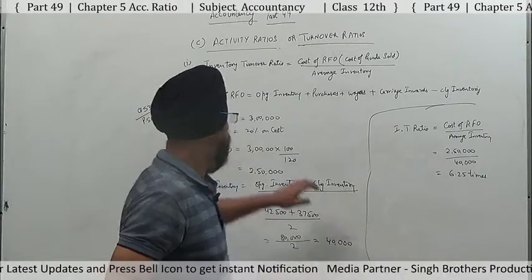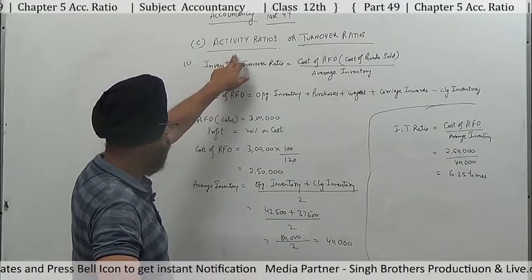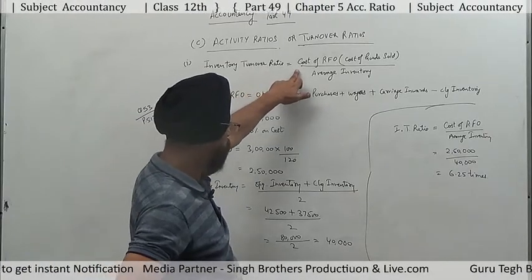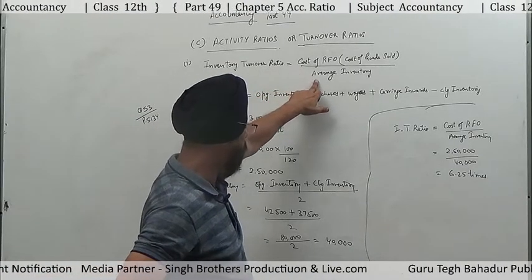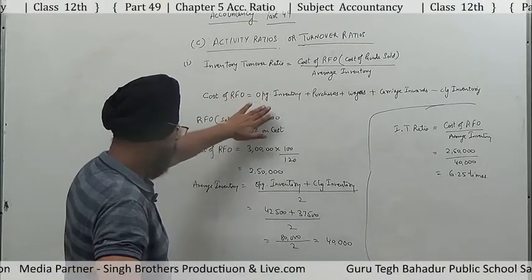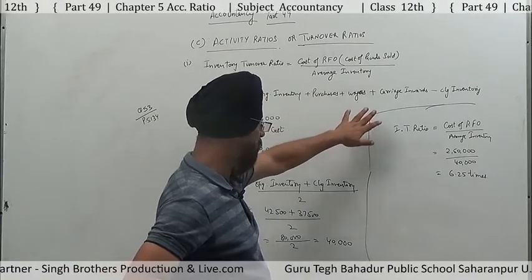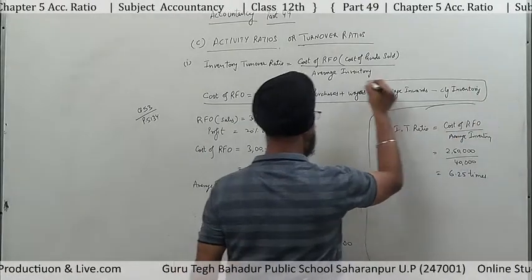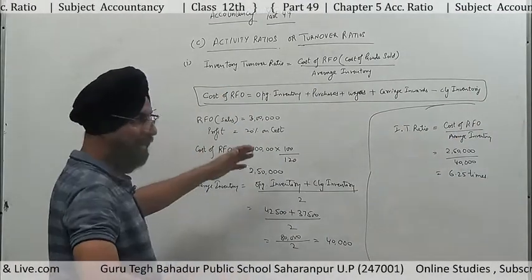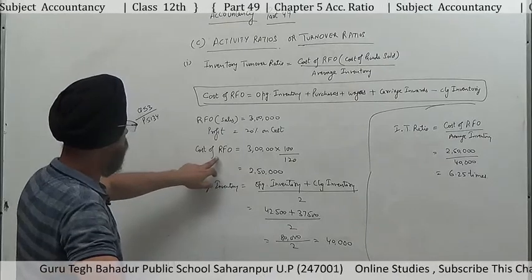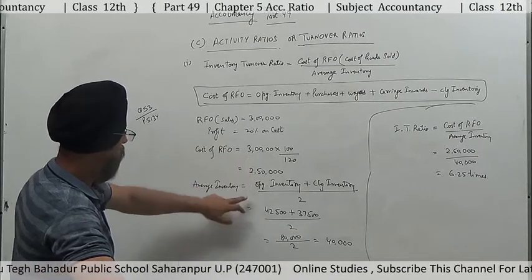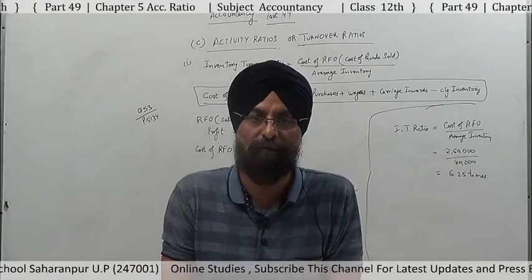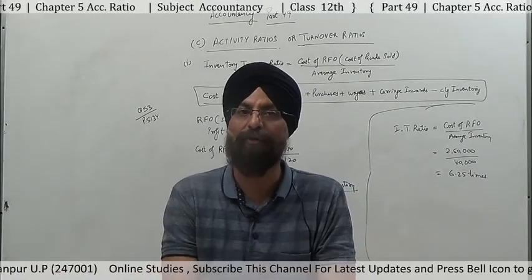So this is our first ratio of activity ratios, known as inventory turnover ratio, and its formula is cost of revenue from operation by average inventory. If opening inventory, purchases, and wages are given, then we find cost of revenue by this formula. If sales and profit are given, then we find cost of revenue in this way. So this is our first ratio under the category of activity ratios. That's all for today.